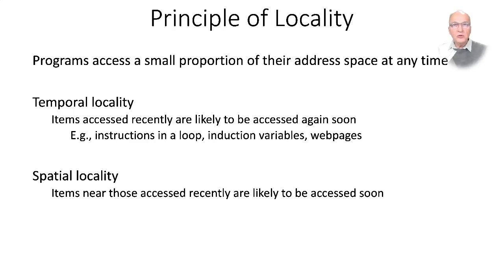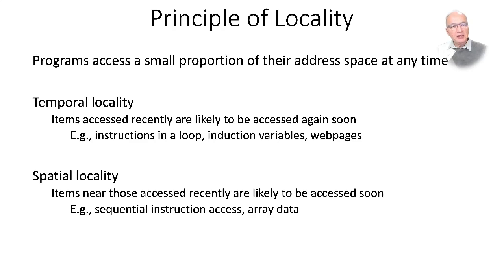So in the case of the loop, for example, if I access one of the instructions in the loop, it's very likely that I am going to execute instructions that are nearby that instruction in the near future. The same thing with data stored in memory. For example, if I traverse an array, I access one element of the array, I am very likely to access elements of the array that are nearby in the near future. So those are two examples of spatial locality.